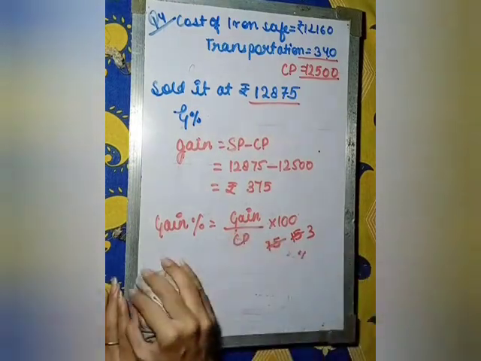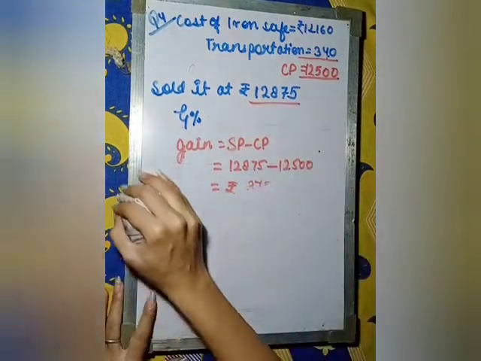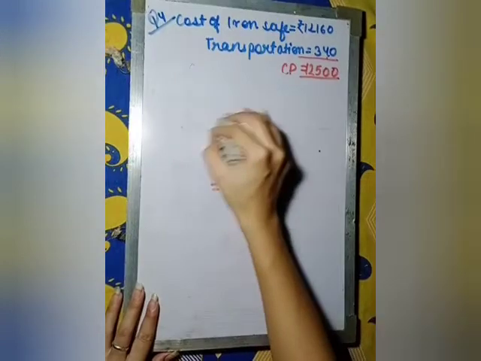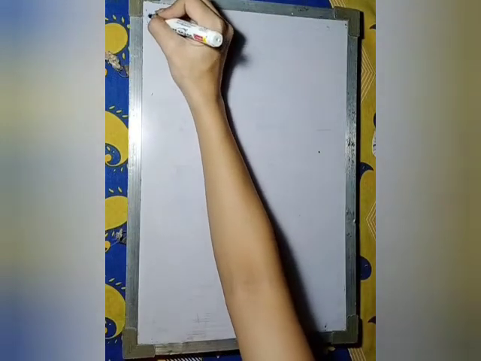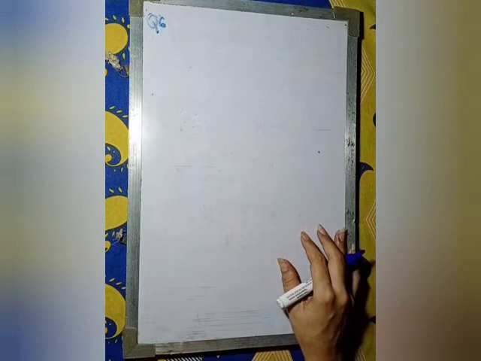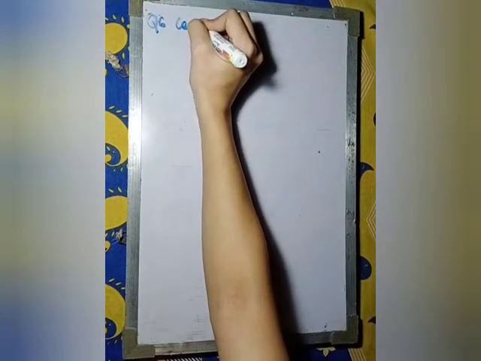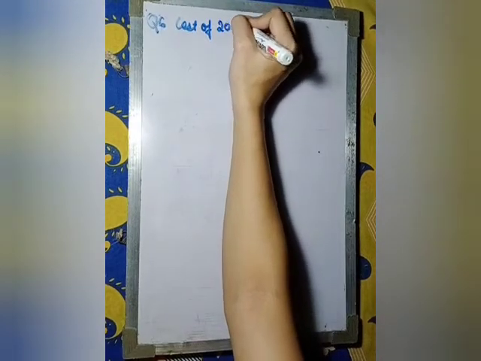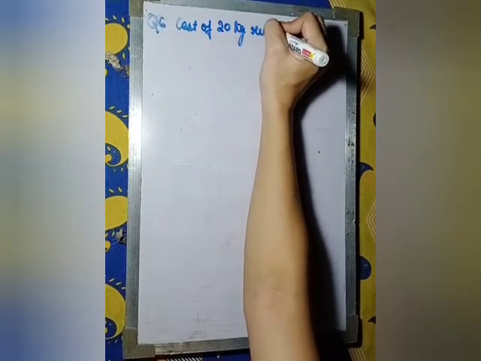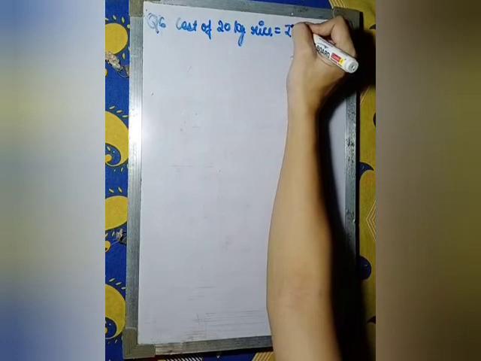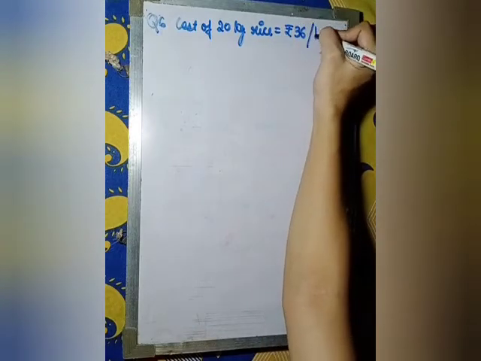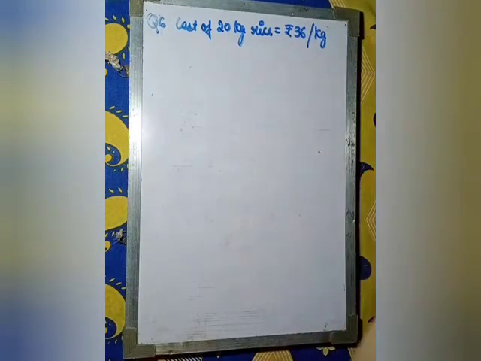Now look at question number 6. You can do the 5th yourself. They are saying Hari bought 20 kg rice. It is rupees 36 per kg.